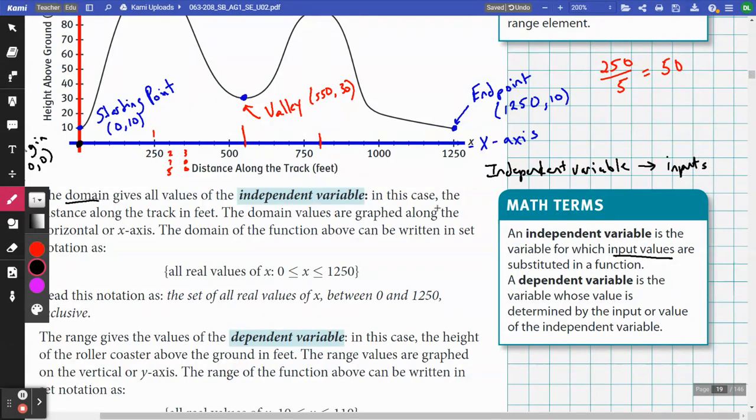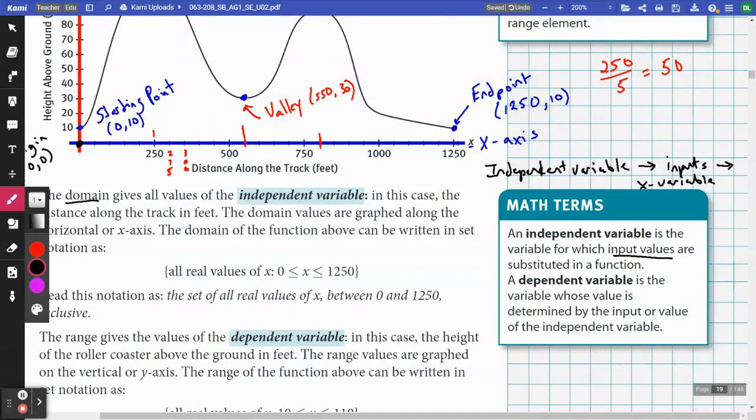Well, what variable represents your input values? What variable do you list in your domain? Yeah, your x. So what variable is my independent variable? Your x. Your x variable is your independent variable, okay?